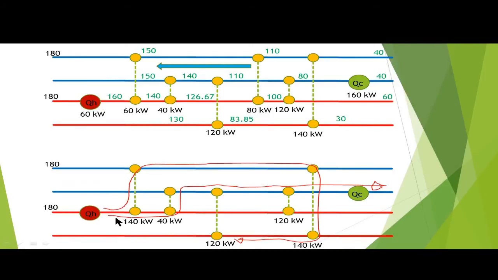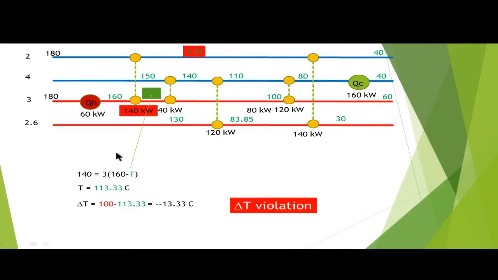How about this one? If the heat load changed from 60, the outlet temperature would not be 140 anymore. That will cause the change of temperature here, and the heat in this cooling utility will be changed also. So let's see next.